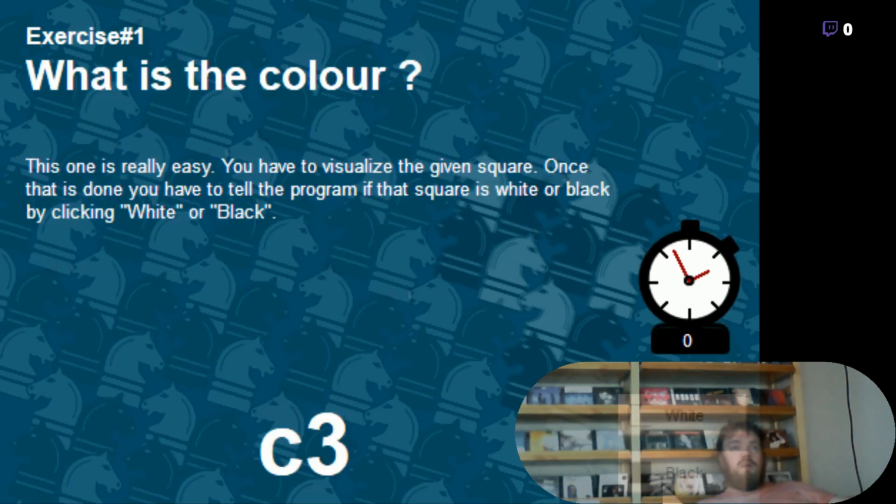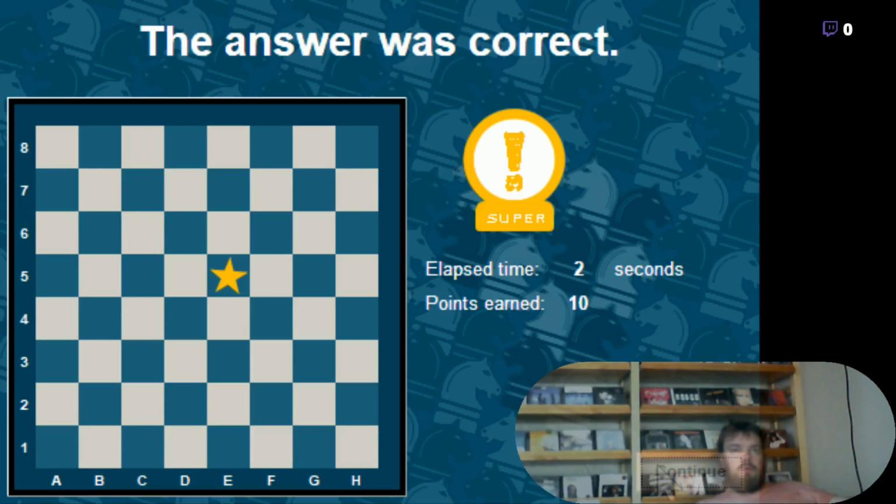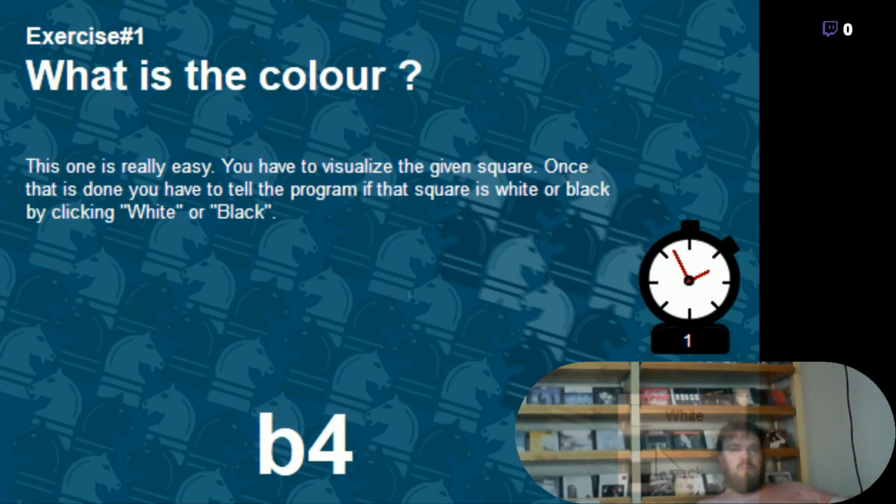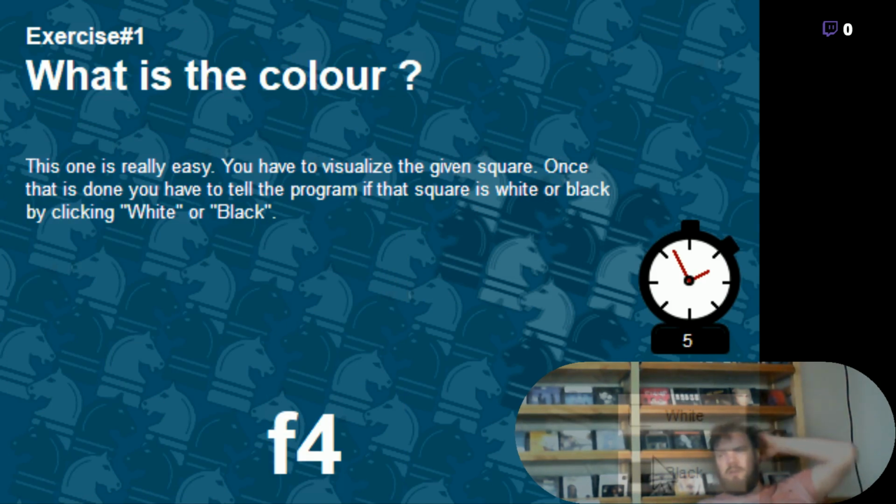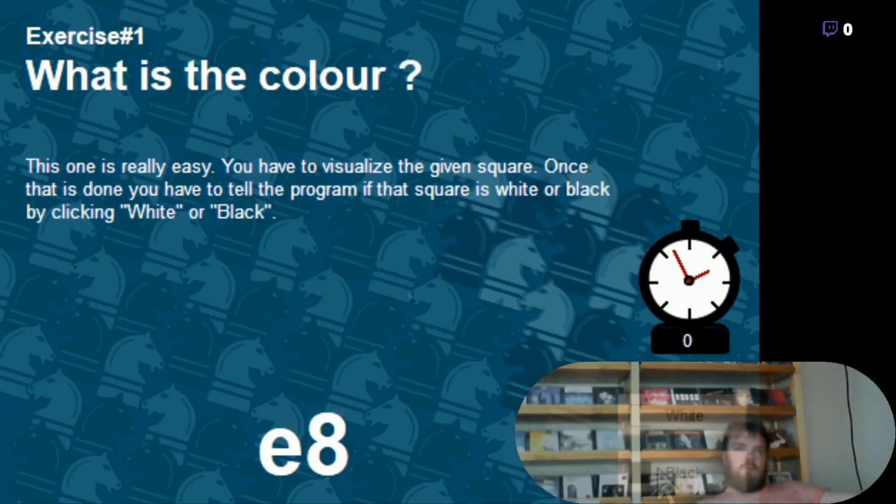Okay, so what I'm doing is to visualize in my head these squares and then choose. So the point is not to somehow rationalize, but to actually visualize the square.